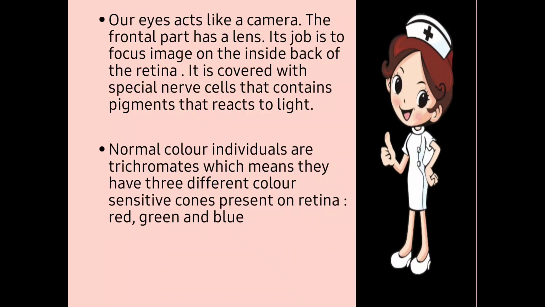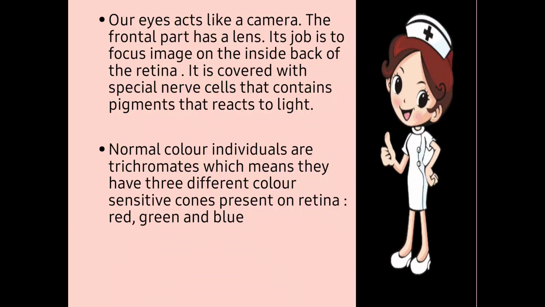These are the special nerve cells that contain pigments, which react to light, and then we can perceive up to 1 million different shades of colors. Normal color individuals are trichromats, which means they have three different color-sensitive cones present on the retina.